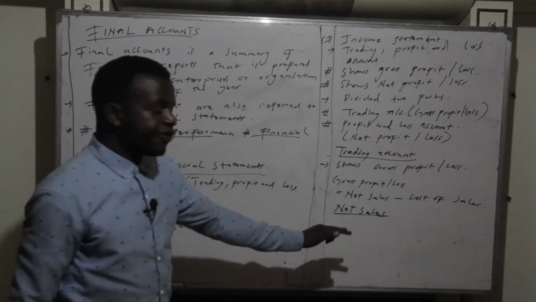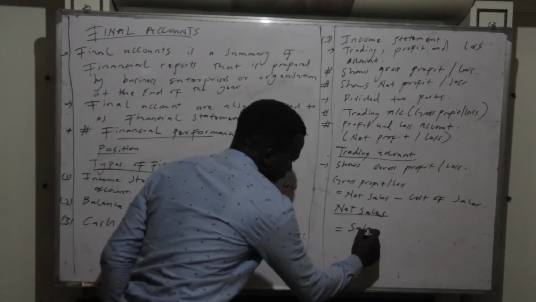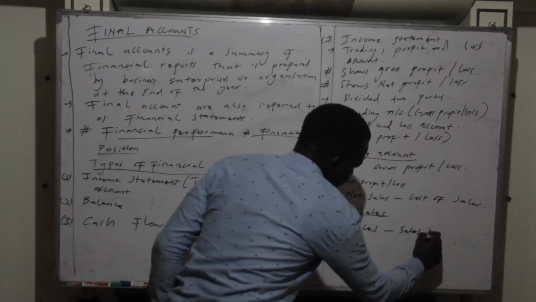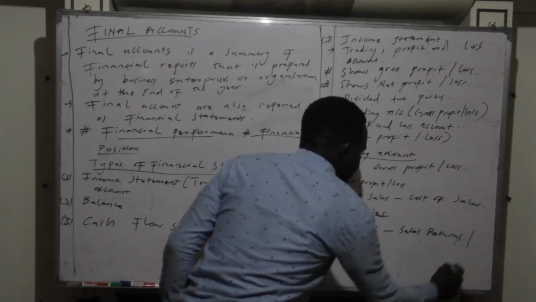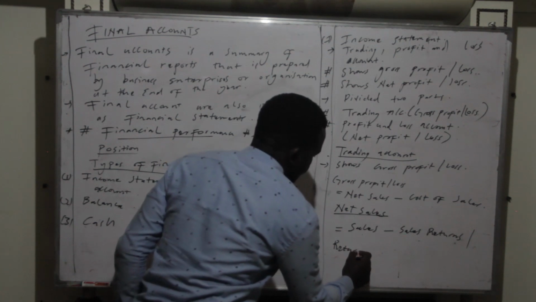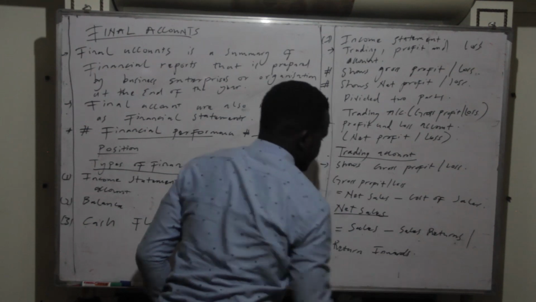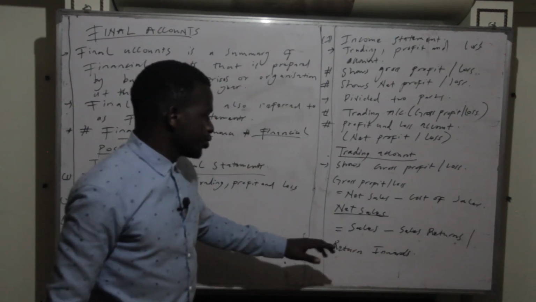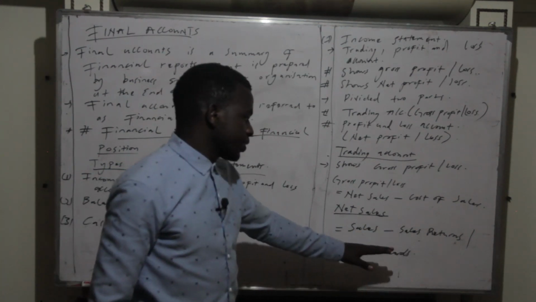So the formula for net sales is equal to sales minus sales returns. Sales returns is also referred to as returns inwards. So this is the formula for net sales: sales minus sales returns or returns inwards.